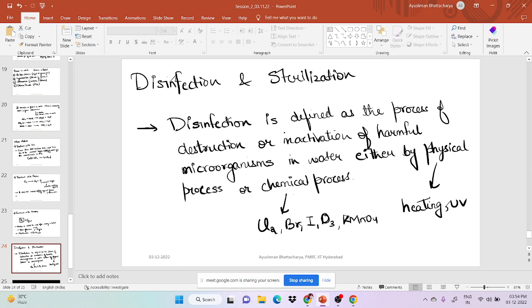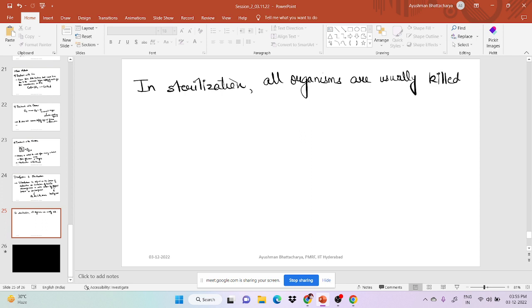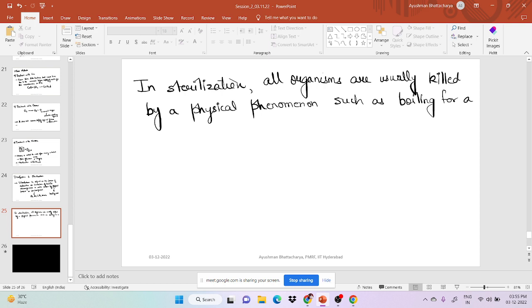Whereas in sterilization, all organisms are usually killed by a physical phenomenon such as boiling for a long period.